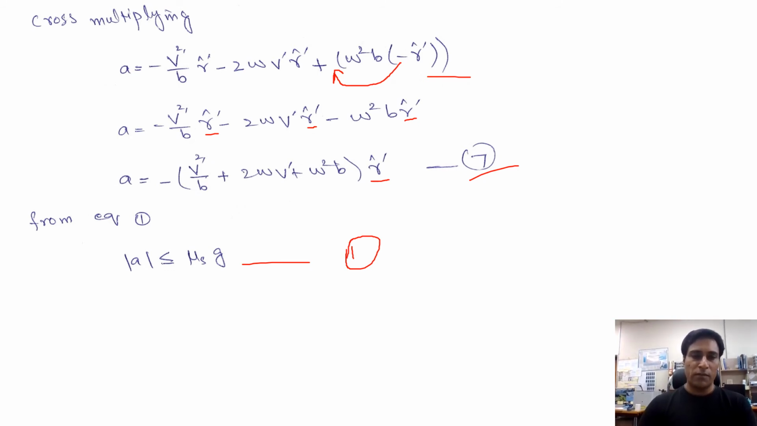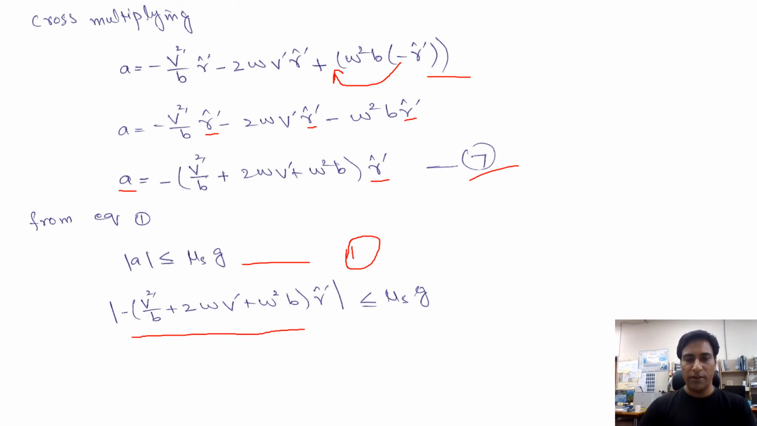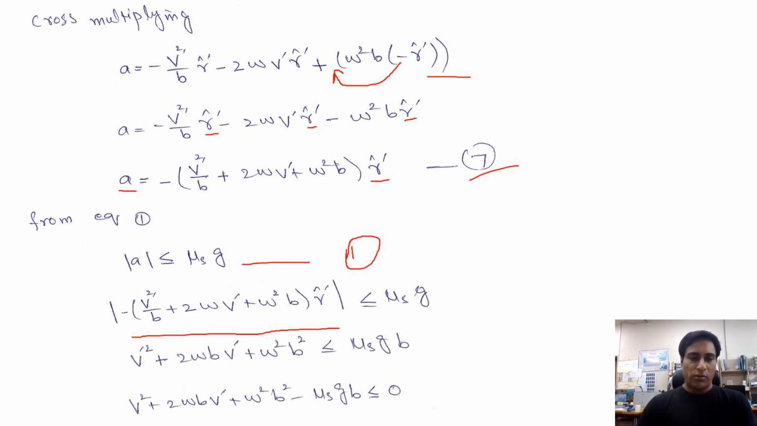In equation 1 we will just put the value of a here. So this is the value of a, which is less than or equal to μs g. Here we will again do simplification. This minus is removed because of the mod, and then we will multiply this relation with b, because this b is in the denominator.